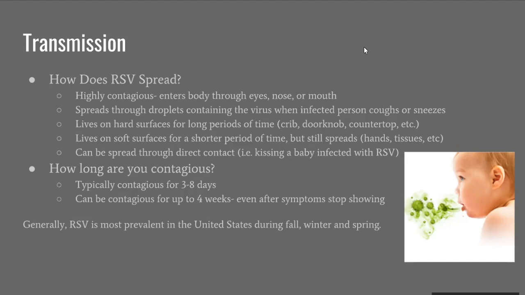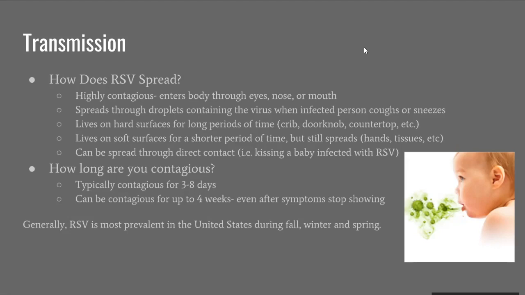It can live on soft surfaces for a shorter period of time. So those would include on the hands, on a tissue, anything like that. Contact that way can also cause the virus to be spread. And then also just any form of direct contact, like kissing a baby who had RSV. Really, any contact like that can spread the disease.